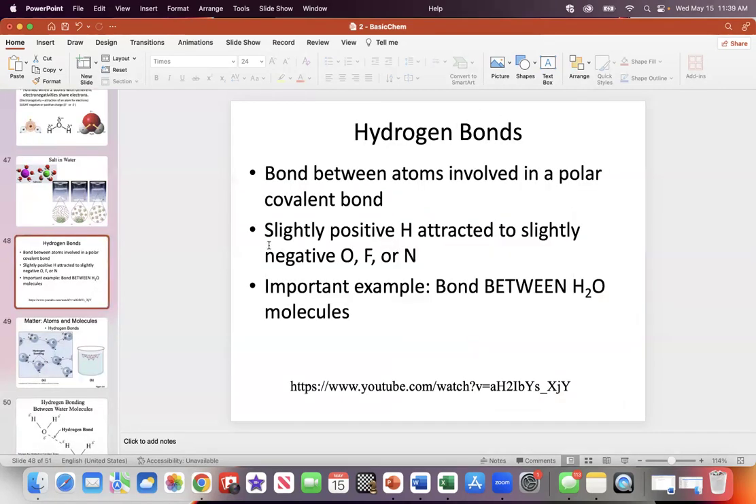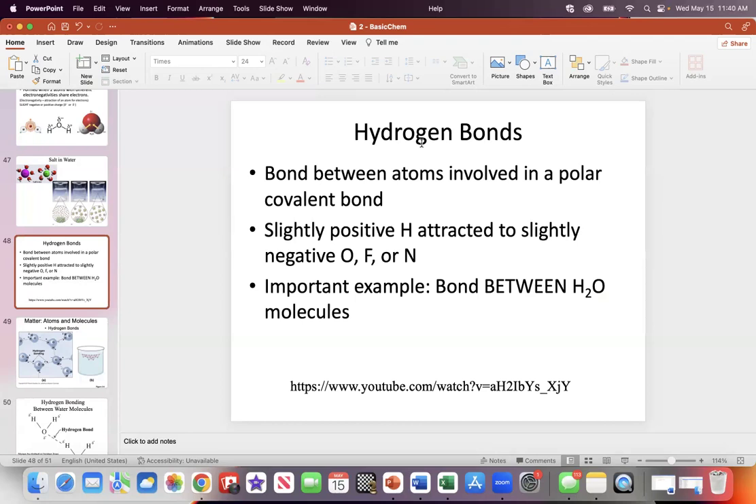Okay. And the third bond we're going to talk about is called the hydrogen bond. This one is different. The other two bonds, ionic bond and covalent bond, are inside the molecule. The hydrogen bond is between molecules, between a water and another water. So the covalent bond is within the water molecule itself, but the hydrogen bond is between a water and another water.